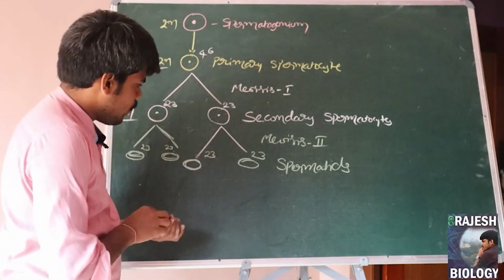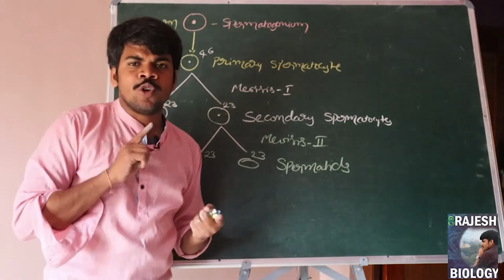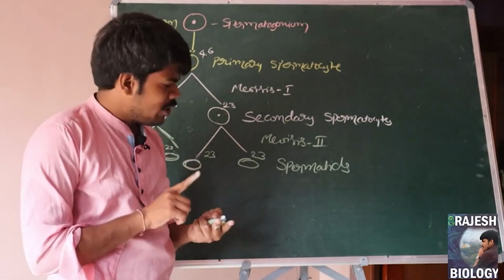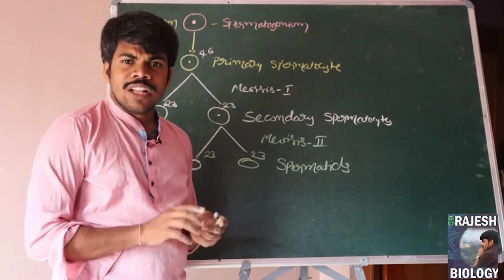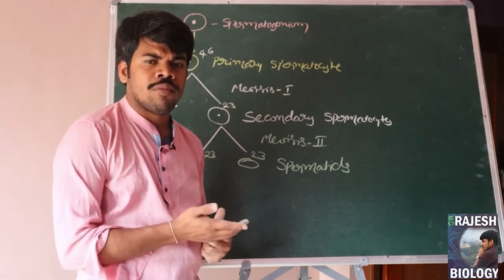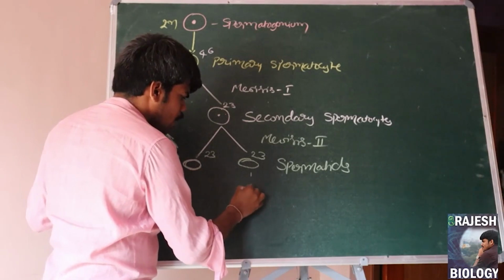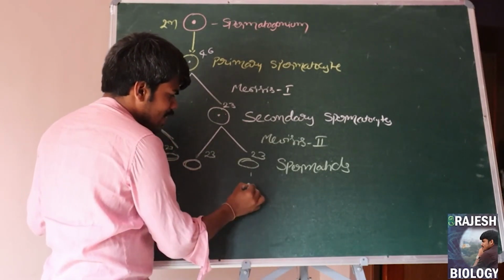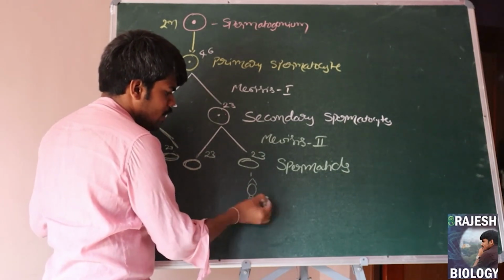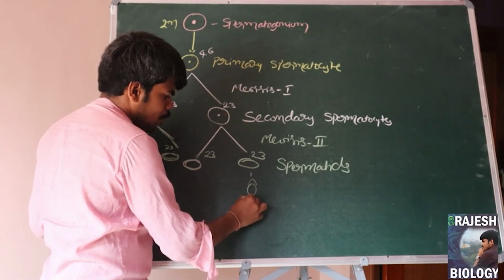Now spermatids do not undergo any division. There is no mitotic and no meiotic division. Spermatids simply transform into the spermatozoa. How do they transform? They become like this. Later they form one acrosome on the head, and they form the mitochondria in one part.